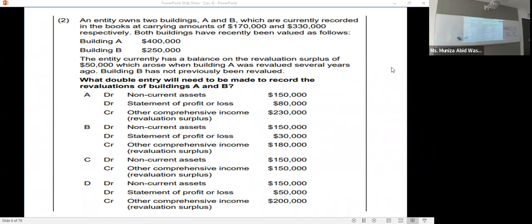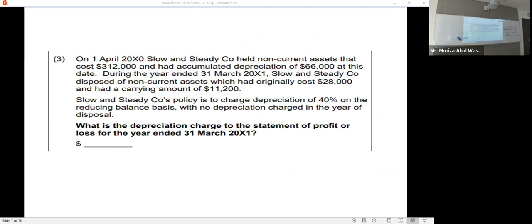Shall we move on? Okay, now question number 3. What is the depreciation charge to the statement of profit or loss for the year ended 31st March 2001?